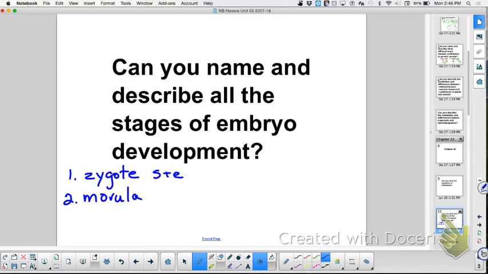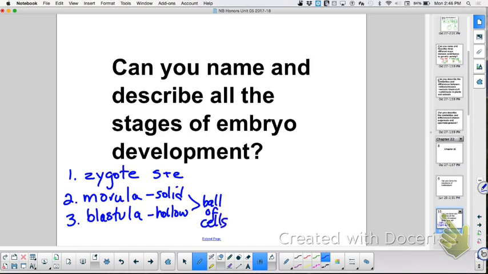Okay. What's number 3? Blastula. So this is a solid, and this is a hollow ball of cells. How did it get that way? Salt was pumped in. Who followed? Water, and blew it up, right? Hollow ball of cells. And then number 4 is a what?